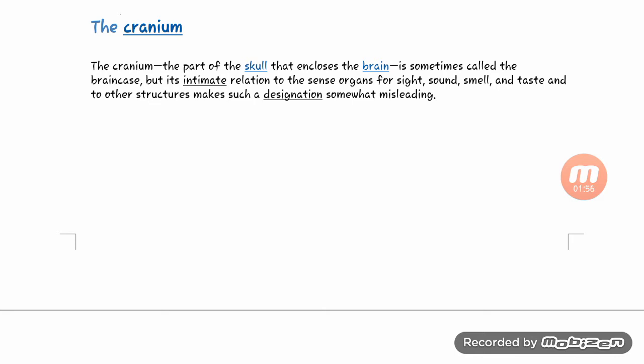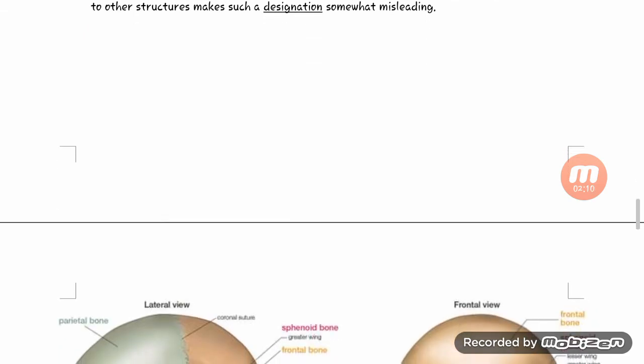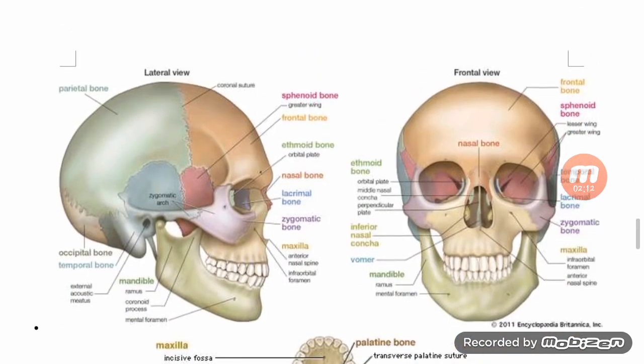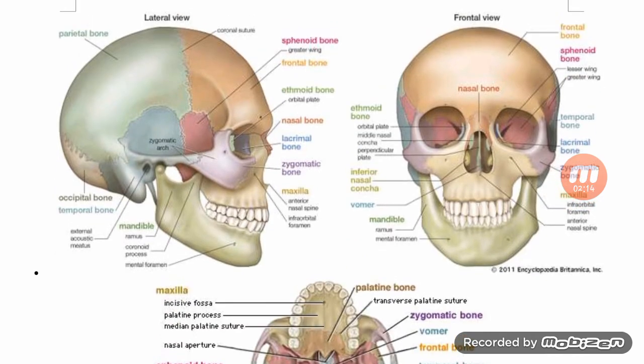It protects the brain from injury, and it has an intimate relation to the sense organs of sight, eyesight, sound, smell, taste, and other structures. So you can see this here. You can see the lateral view and the frontal view both.